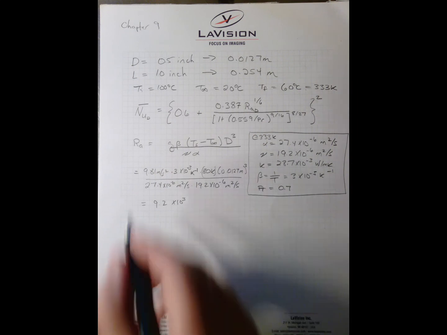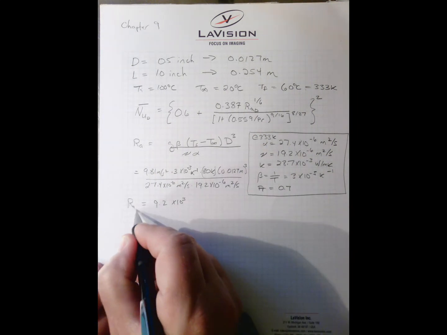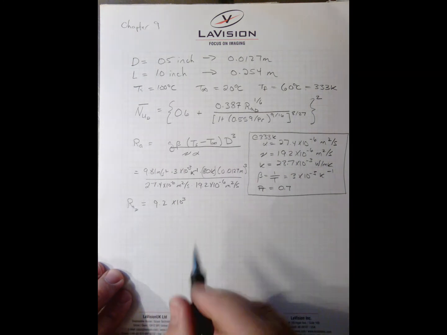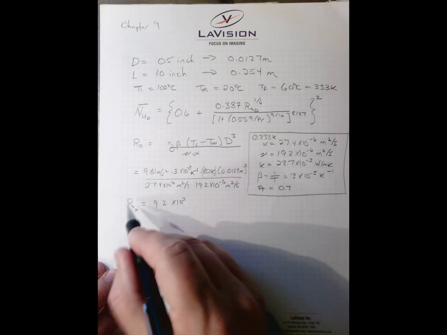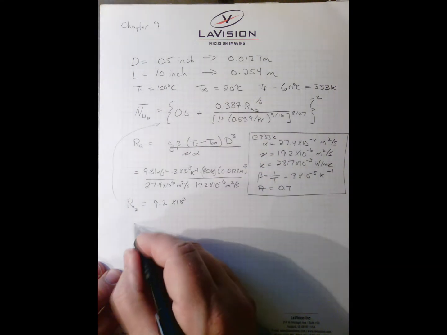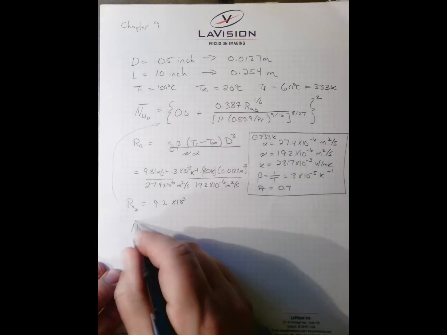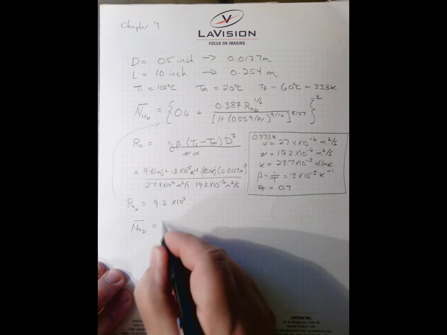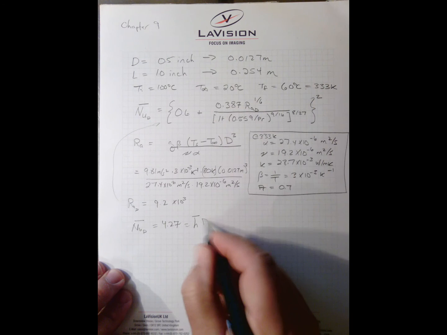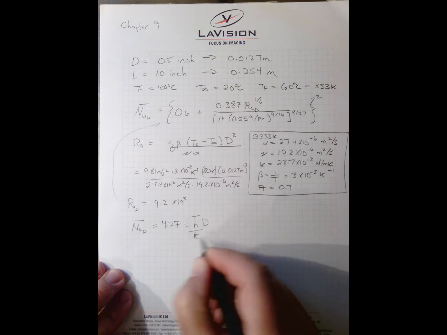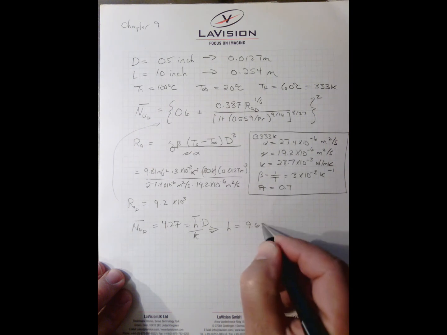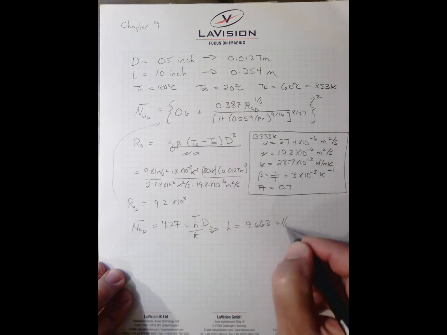Again, that's Rayleigh number, and it's good to put the length scale down as a subscript on that number. So if I put this Prandtl number into my Nusselt number correlation, I'm going to get that my Nusselt number average over the hot dog is 4.27, which is the average h times the diameter over the k. And that tells me that h is equal to 9.663 watts per meter squared Kelvin.